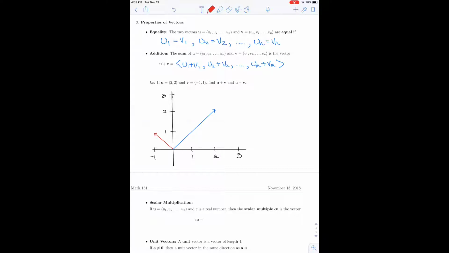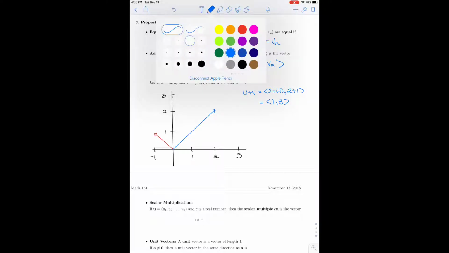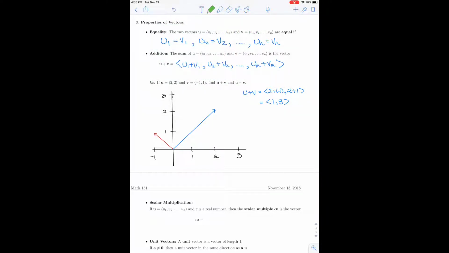Now you'll notice that the sum of the two vectors, u plus v, is the vector 2 plus a negative 1 and 2 plus 1. So the resulting vector is 1, 3. I'm now going to plot the vector 1, 3. That is this vector, 1, 3.